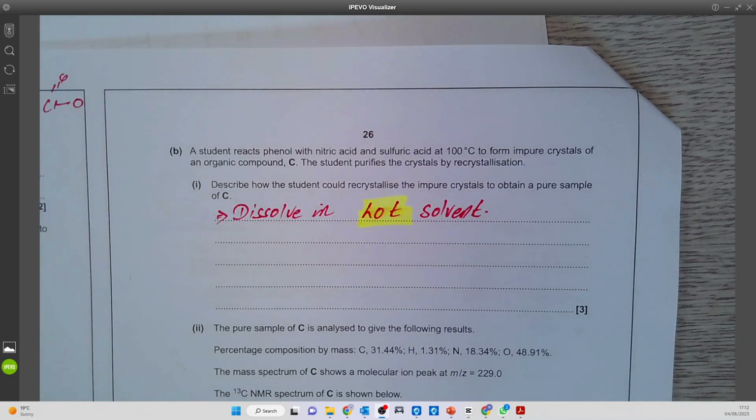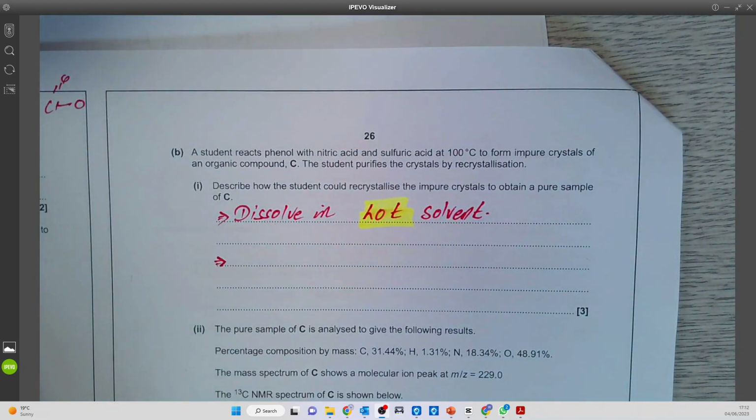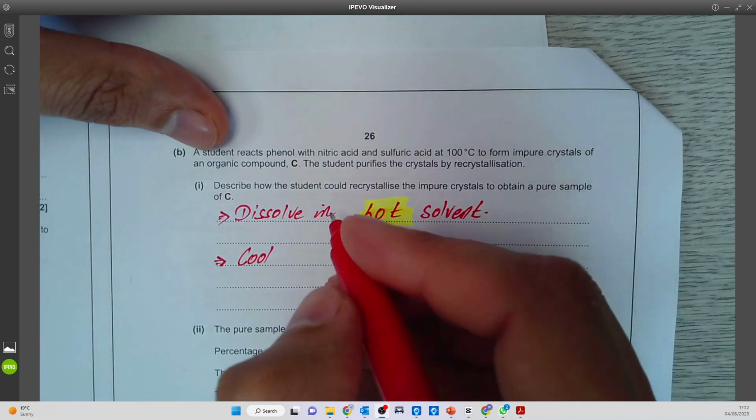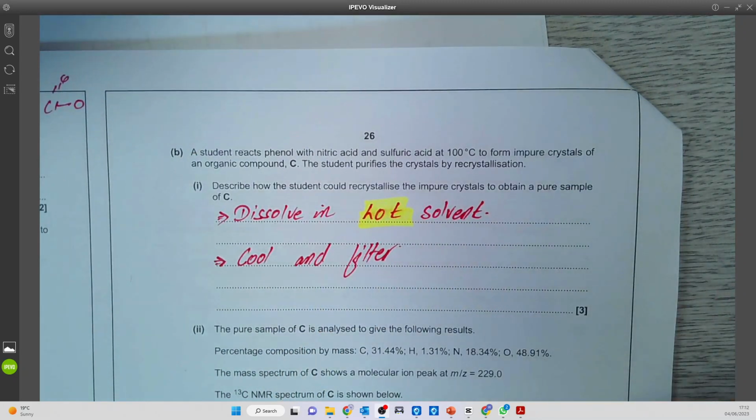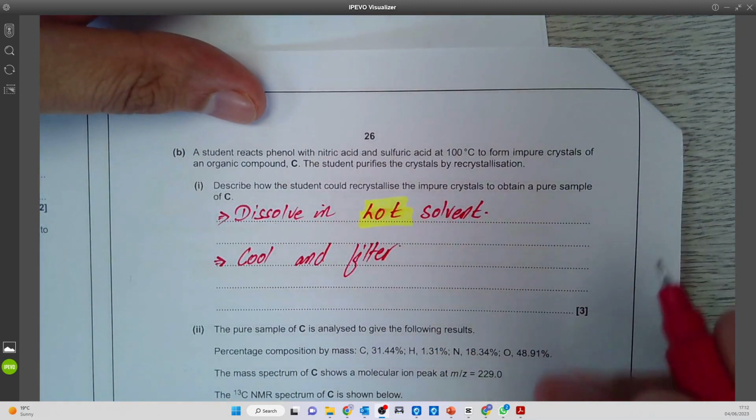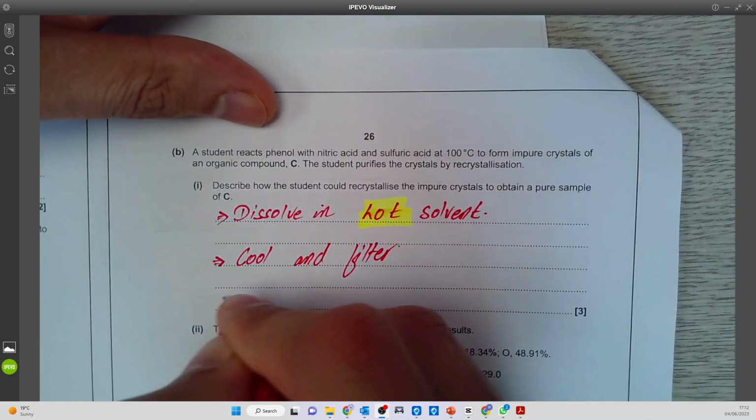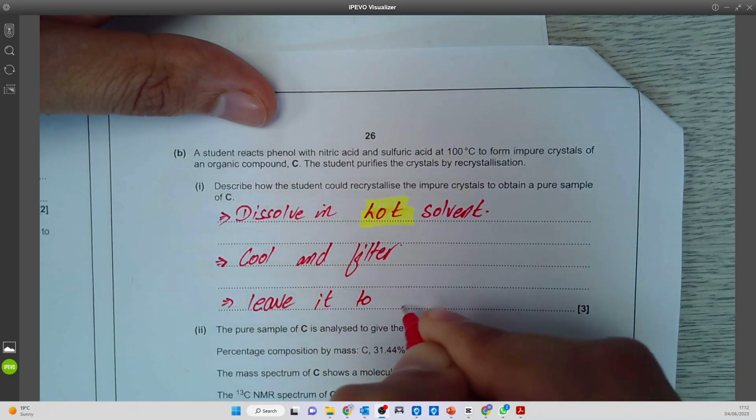Okay, then what would you do? What will you do then? Then you will cool and filter. You leave it to dry.